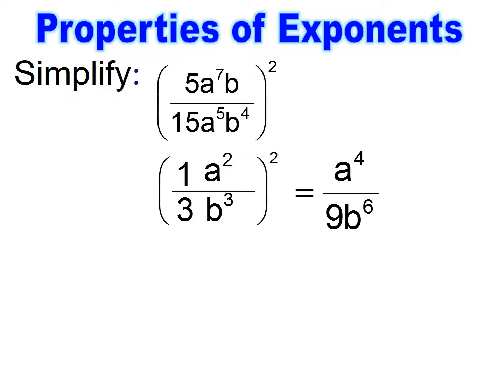Now that it's simplified, I'm taking that power and I'm giving it to everything inside. Remember, we do not need that 1 because there's something left on top, so we end up with a to the 4th all over 9b to the 6th.